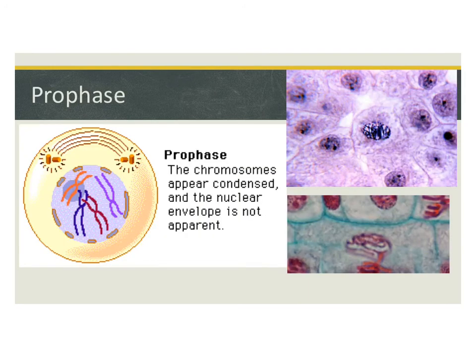So here we have prophase. During prophase, you can see the nucleus, the nuclear membrane is beginning to disappear, and you begin to see these dark chromosomes showing up. And again, here's a plant cell over here. You can see the dark chromosomes showing up. So the chromosomes appear, and the nucleus starts to disappear. Here are the centrioles, and they're beginning to move to opposite sides of the cell.